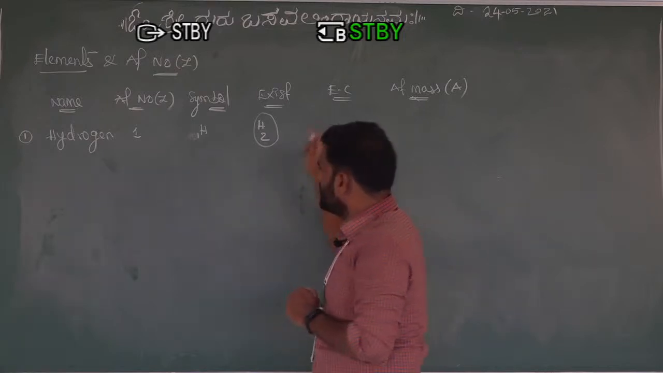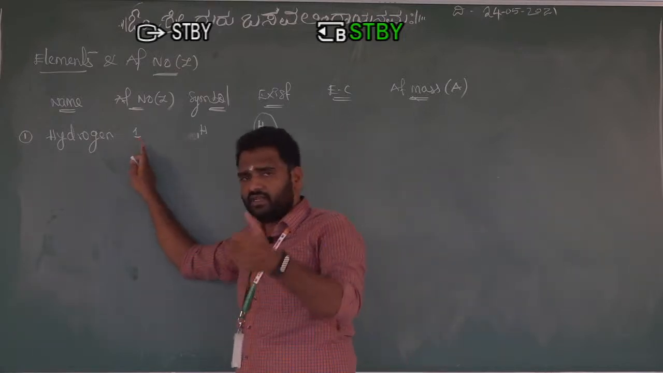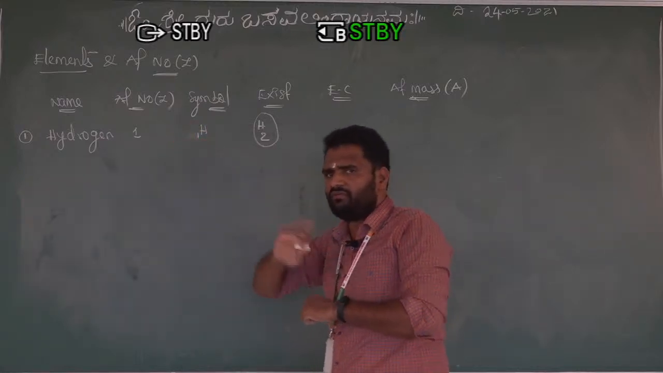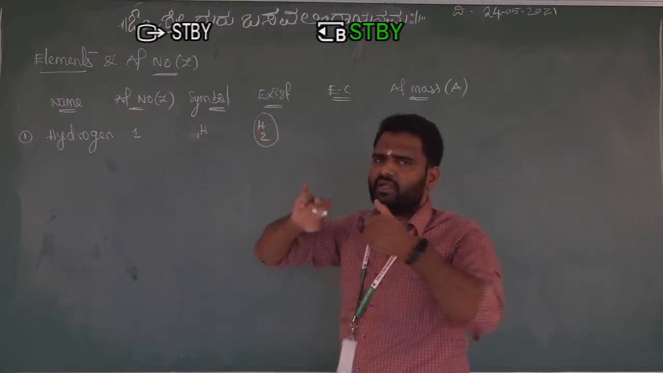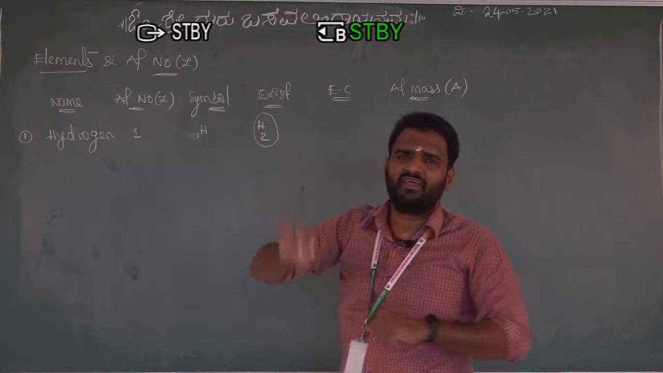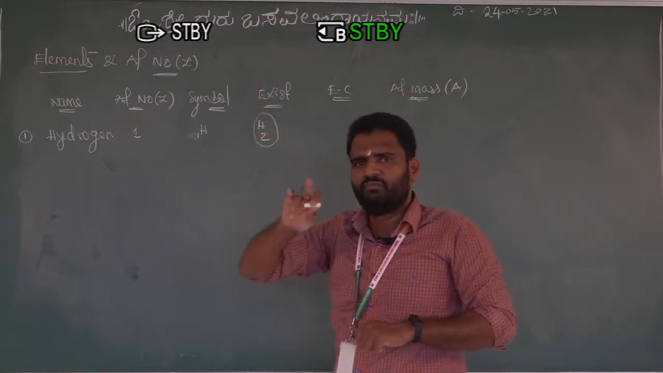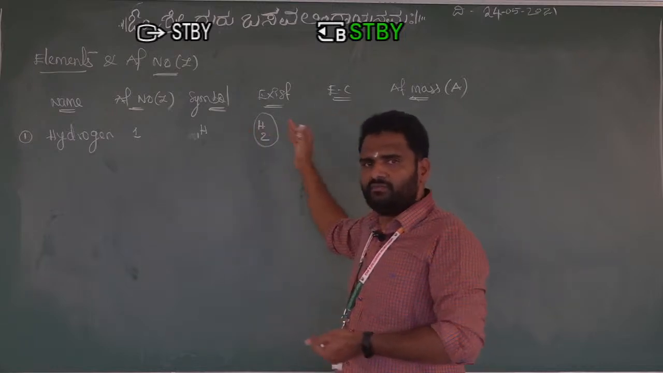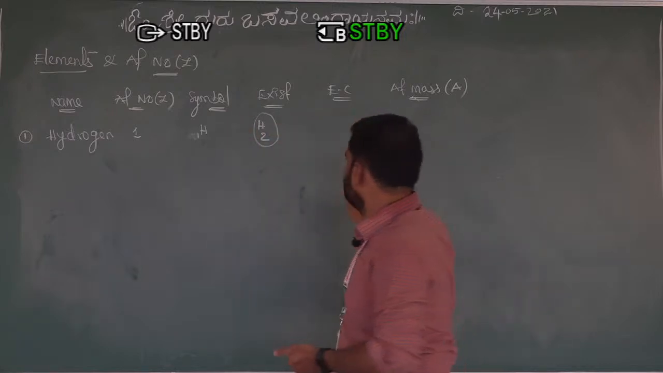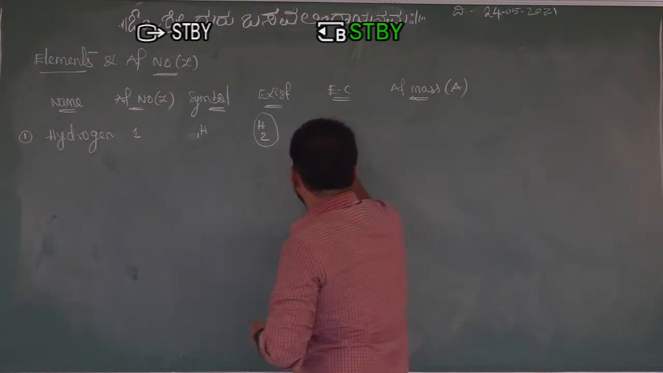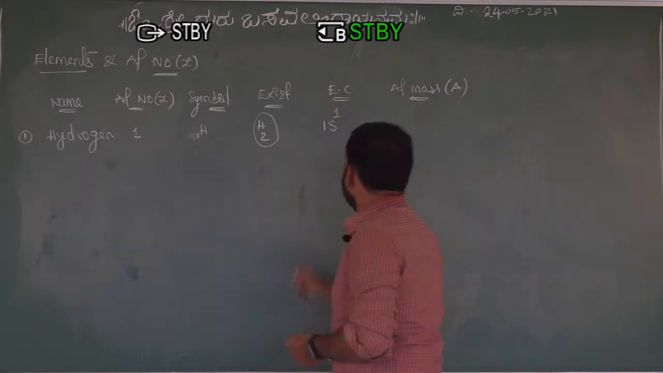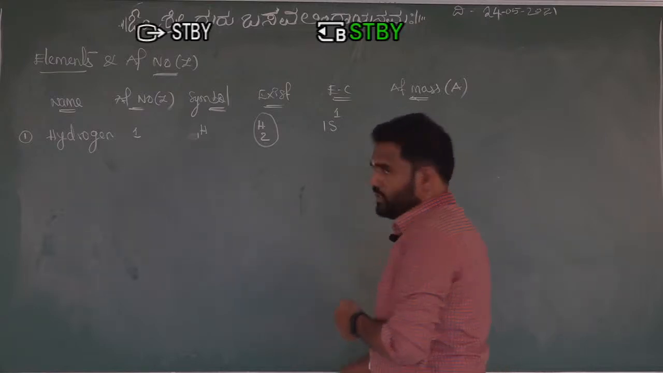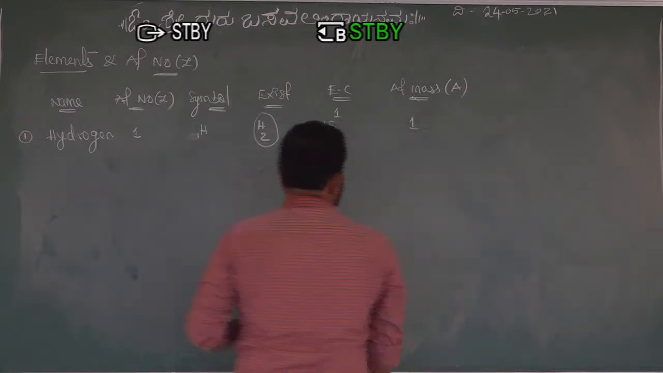Next, its electronic configuration. You already know it from 9th and 10th standard, how to write the electronic configuration. From the atomic structure, you have the Aufbau diagram. According to it, you can write the electrons in increasing order of energy in the orbits. Now the electronic configuration will be 1s1. Next, the atomic mass of hydrogen will be 1.